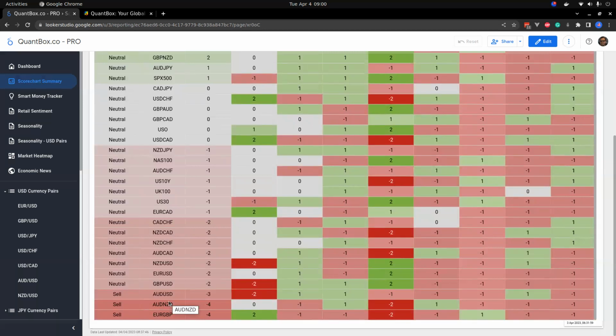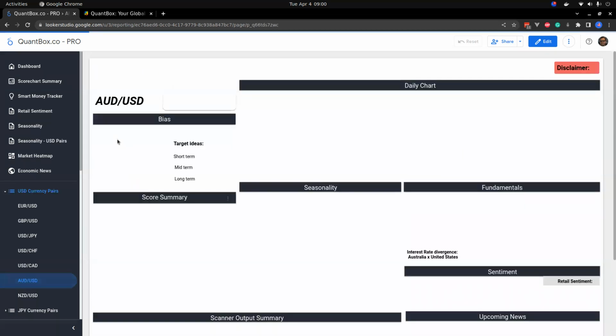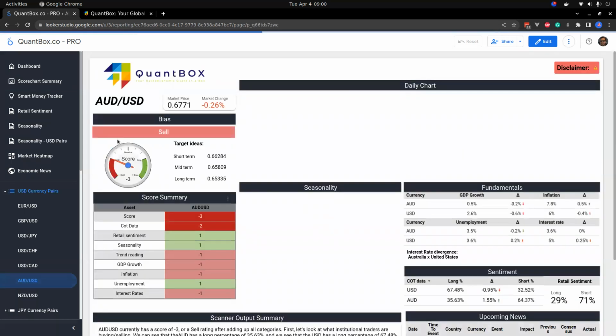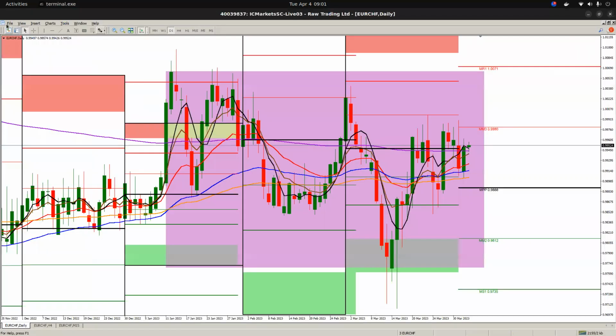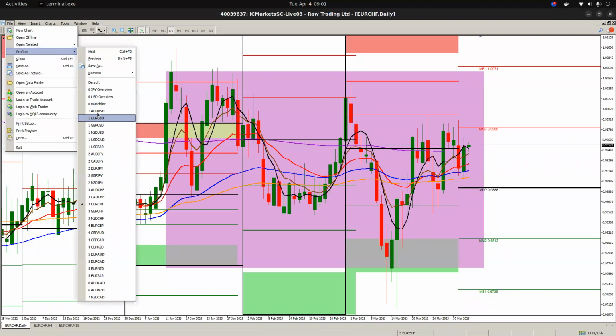Excuse me, Aussie USD, there's quite a lot of green points inside Aussie USD. Let's take a look at Aussie USD over here on the side. Aussie USD coming through with a score chart summary of -3, but we have got unemployment coming through positive on the Aussie USD. But we still have COT data -2, still in the bearish direction. Looking at Aussie USD, though, we've been identifying this as consolidating for a while now.